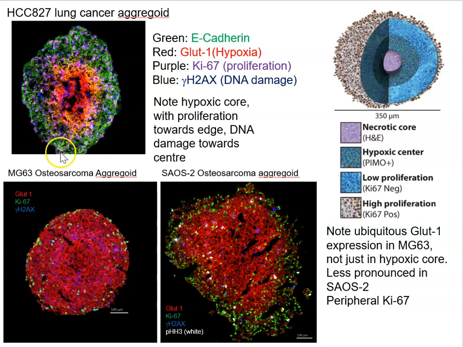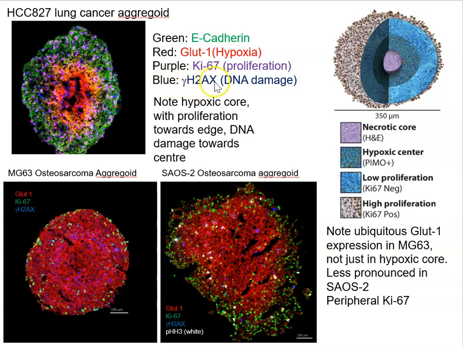This is a lung aggregoid that has been stained up simultaneously for 4 different proteins. And the technology behind doing multiplex immunos here, we've actually done mass spectrometry imaging to image multiple proteins simultaneously, but I'll not burden you with that too much. But what we can see here is we've got green, which is E-cadherin. Importantly, red, we've got GLUT1, which is a surrogate marker for hypoxia, and you can see that this is hypoxic in the center. We've got purple, which is your Ki67 proliferation marker, generally around the edge. And in blue we've got DNA damage, lots of DNA damage in the centre, and that is gamma H2AX.